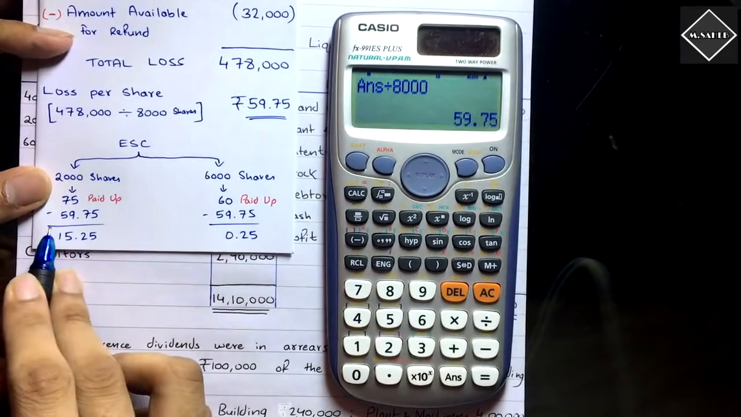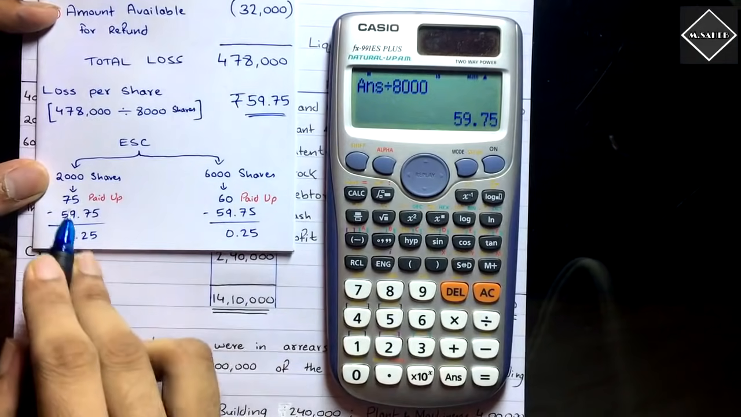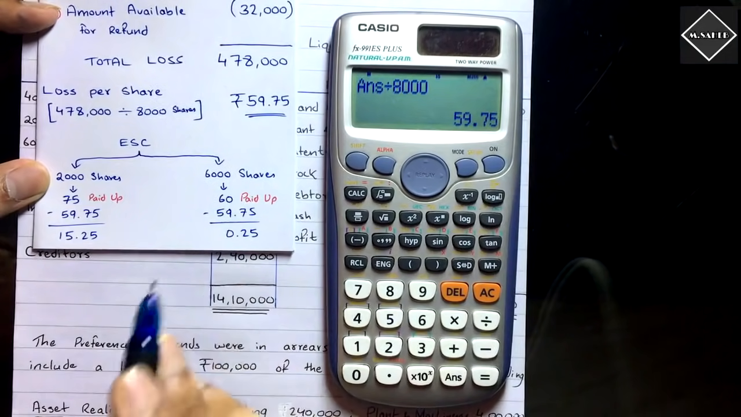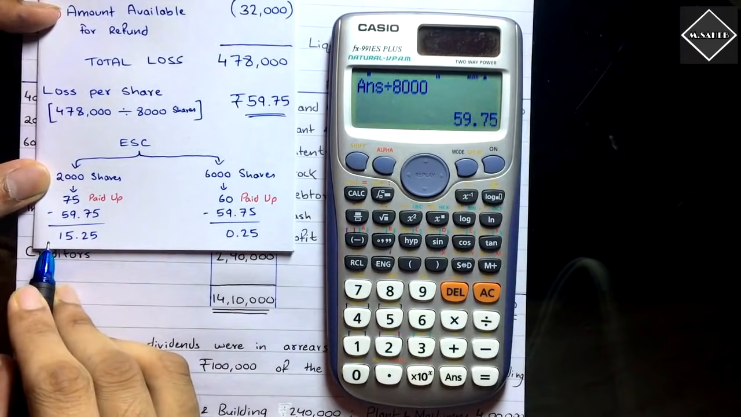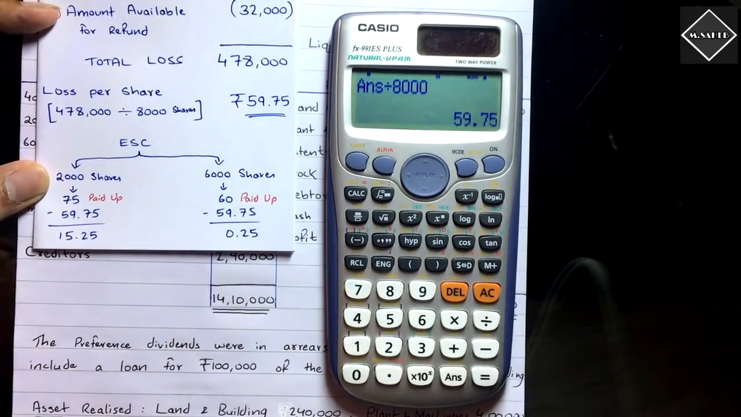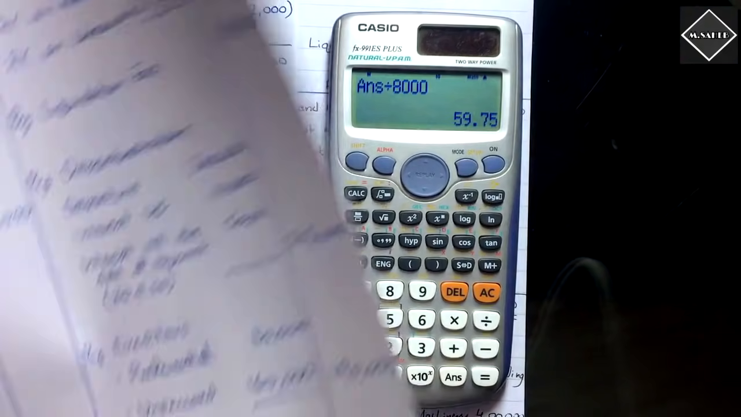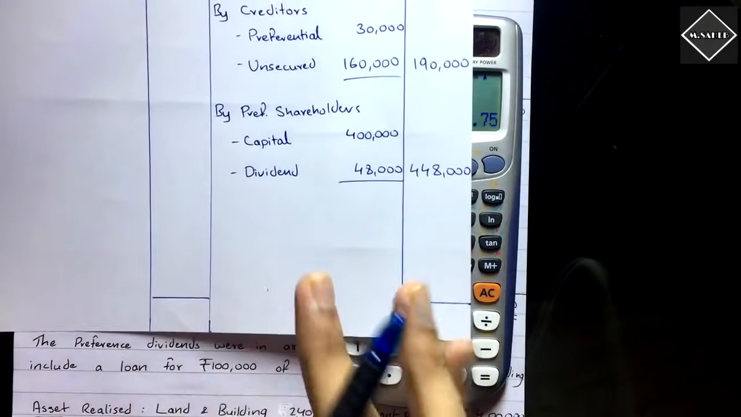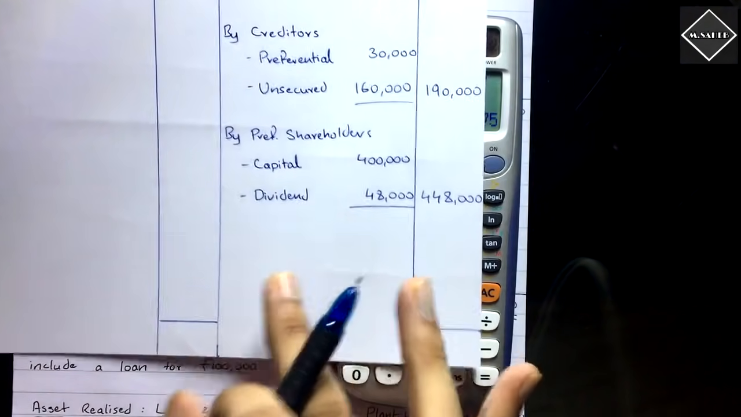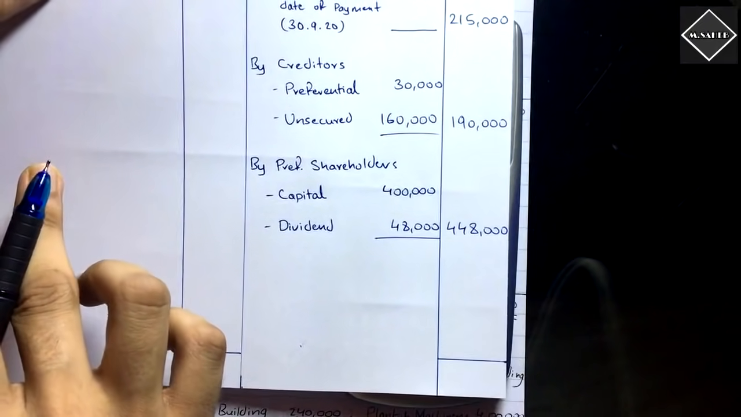This is the loss, 59.75. Just deduct that, and if your answer comes in plus, that means you have to refund. If the answer comes in minus, that means you have to make the call. Okay, refund comes over here, right? Yeah, refund comes over here and the payment comes over here, right?